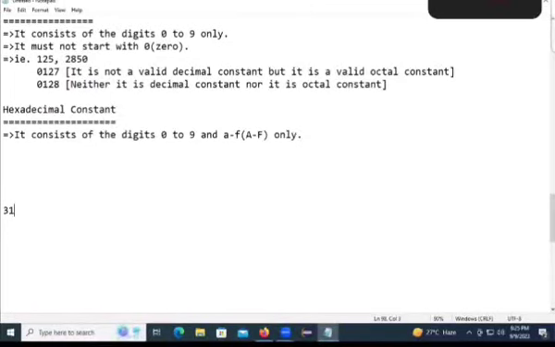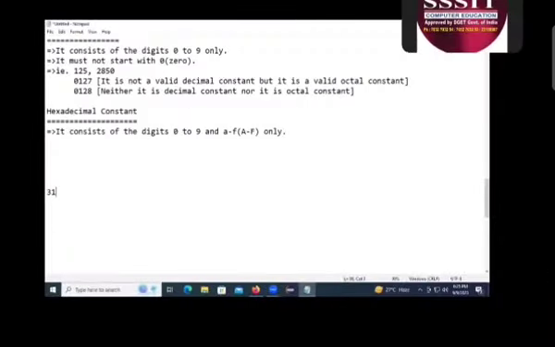How to convert decimal to binary? Divide by 2. Decimal to octal, divide by 8. Decimal to hexadecimal, divide by 16. Remember this. At least you know that one thing: decimal to binary, divide by 2. Decimal to octal, divide by 8. Decimal to hexadecimal, divide by 16.